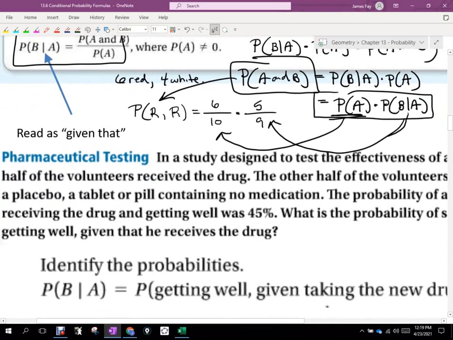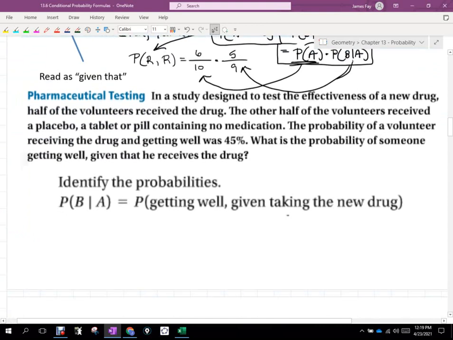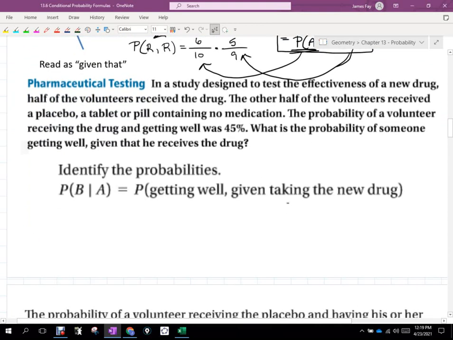So let's talk about how we use this in some practice problems, some scenarios. In a study designed to test the effectiveness of a new drug, half of the volunteers received the drug. The other half of the volunteers received a placebo. Do you guys know what a placebo is?